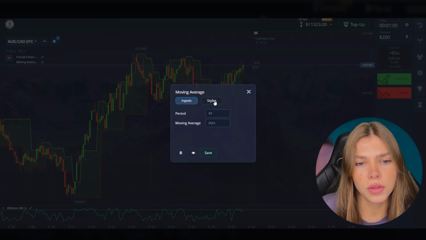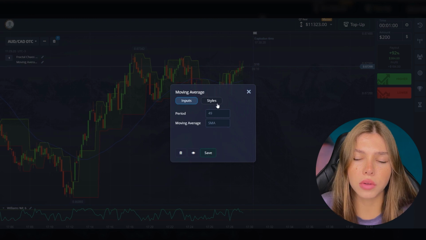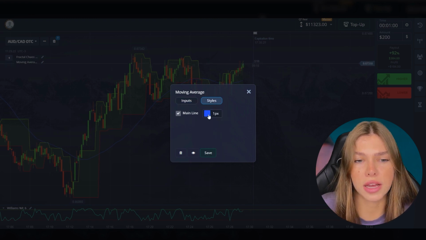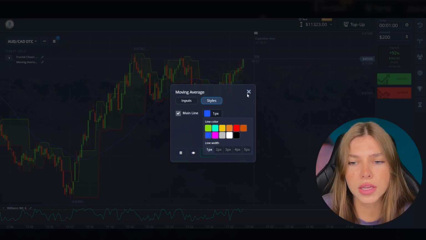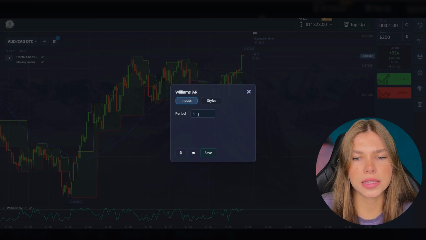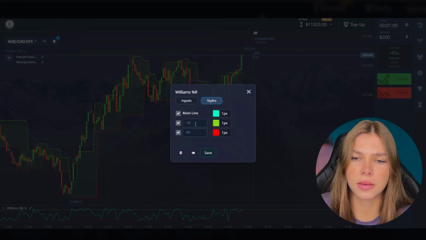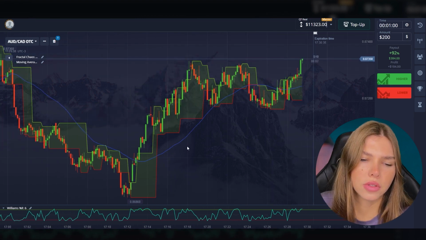In the moving average line, we put a period of 49. Moving Average SMA, I also advise changing the style to white or blue so that they do not merge with the fractal and other things. Also, Williams %R we set up for a period of 6, in styles specifically 10, -10, 95. So let's get down to the strategy itself.